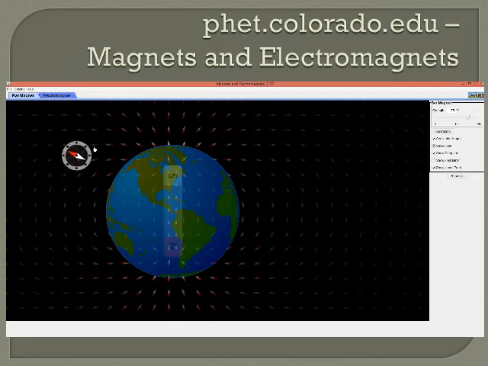But anyway, I encourage you to play around with this little simulation, and what you'll notice is that indeed, not only does a bar magnet have a north pole and a south pole, but the Earth indeed has a magnetic North Pole and South Pole.